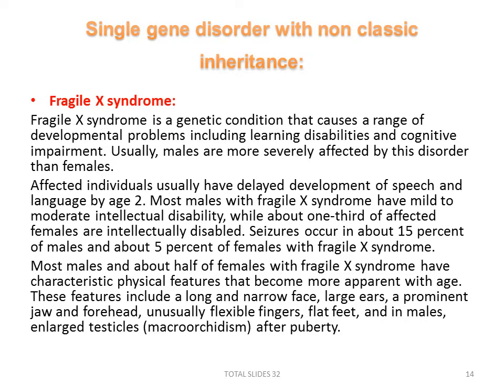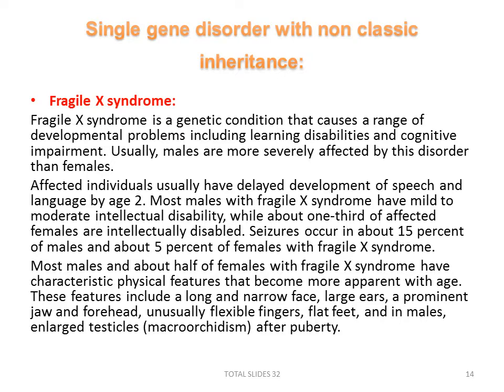Most males and about half of females with Fragile X have characteristic physical features that become more apparent with age. These features include a long, narrow face, large ears, prominent jaw and forehead, usually flexible fingers, flat feet, and in males enlarged testicles, or macroorchidism, after puberty.